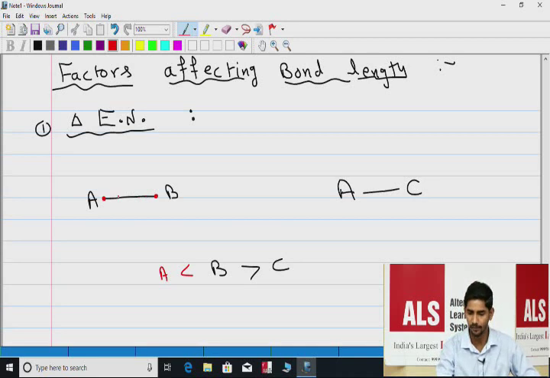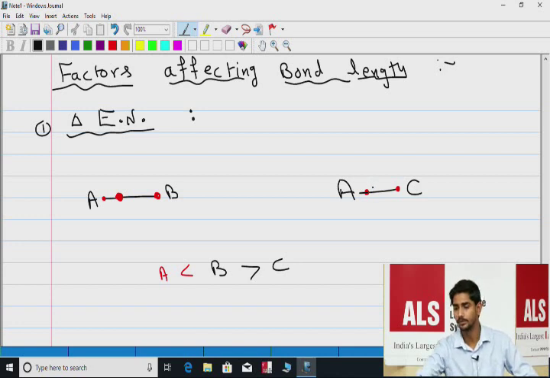Now after pulling the electron, this electron shifted here in A, and now the current scenario is this one. Whereas in case of C, it won't pull the electrons much, and it looks like this. Look at the two scenarios. This is your D1 and this is your D2. What do you think? Which one should have the greater value, D1 or D2?